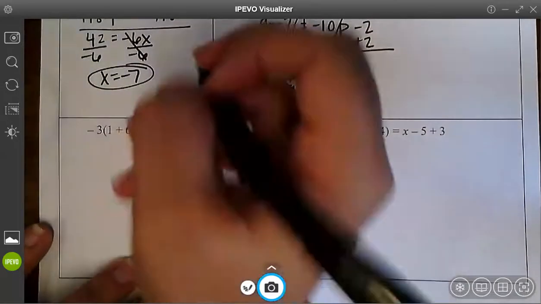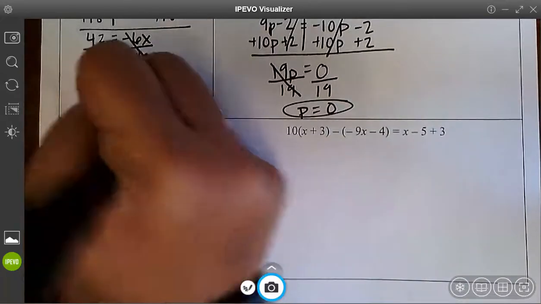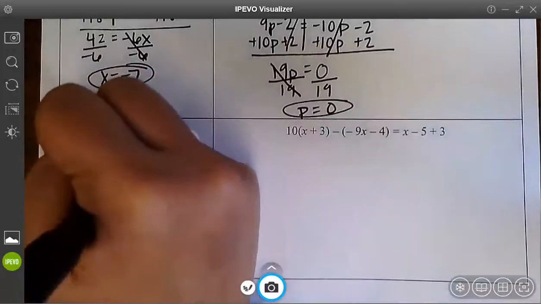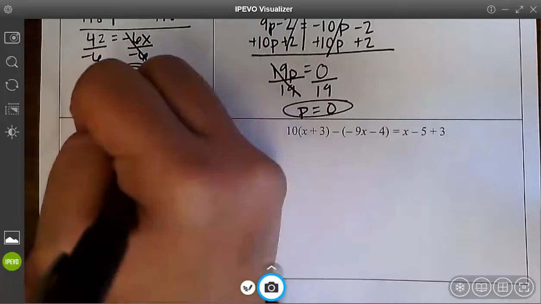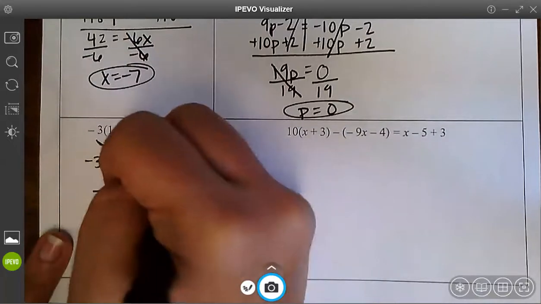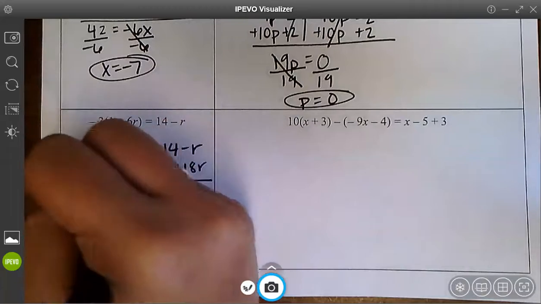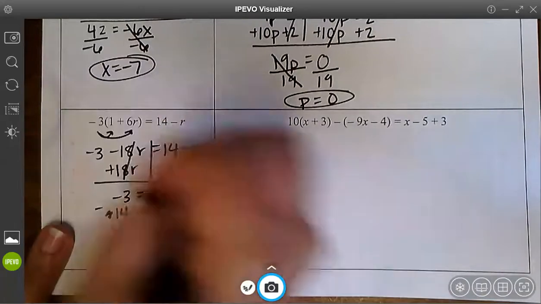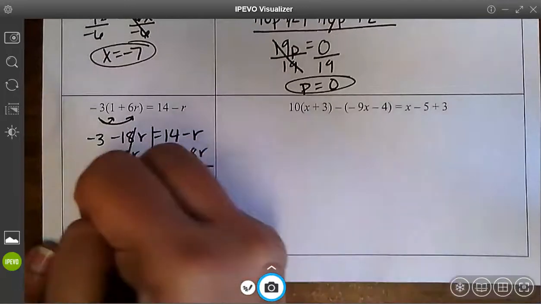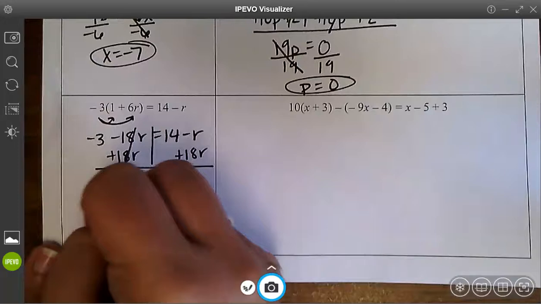All right, the next one, distribute my 3. I have negative 3 minus 18r equals 14 minus r. Add 18r to both sides. Negative 3 equals 14 plus 17r. Subtract your 14. Oops, subtract. You get negative 17 equals 17r. Divide both sides by 17. And you get r equals negative 1.